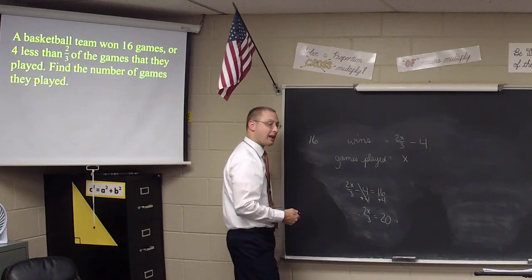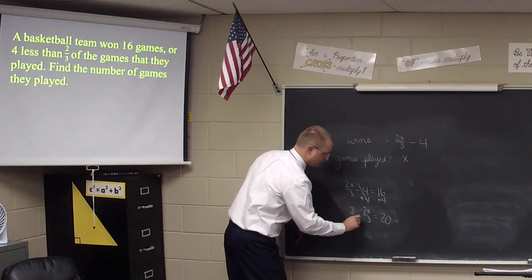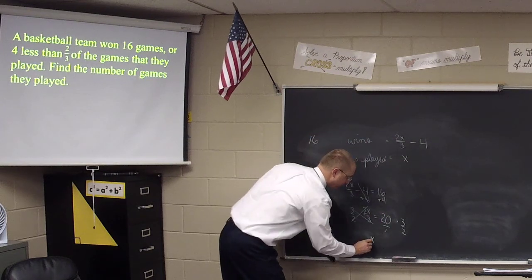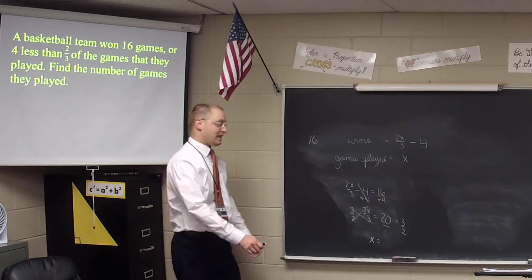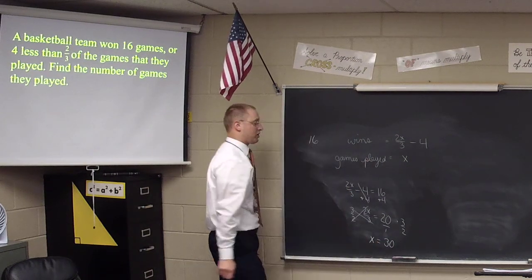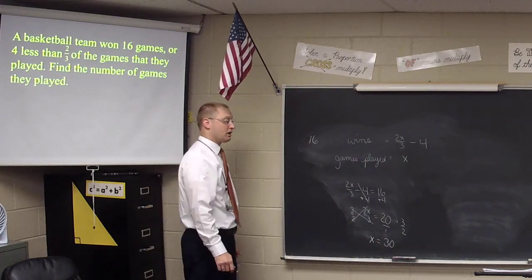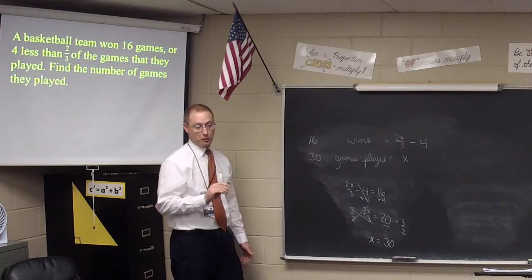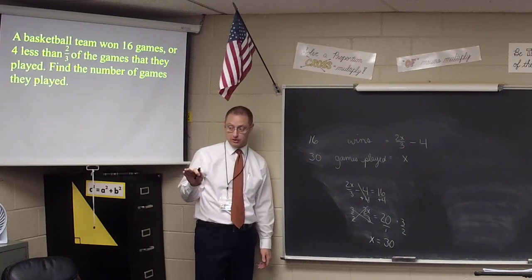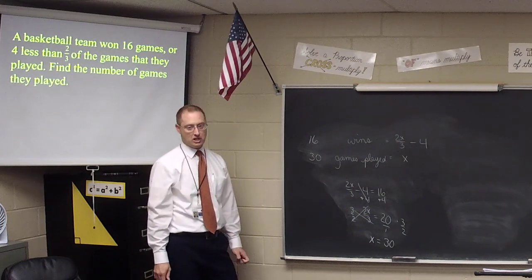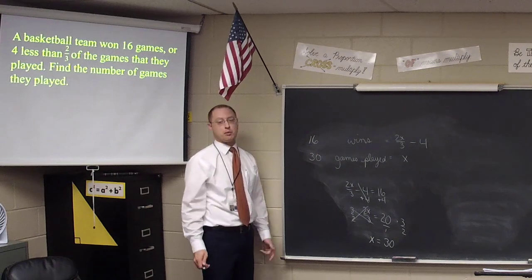The reciprocal being positive 3 halves, 3/2, right? And if I put the 20 over 1, it'll make my life a little easier to see. We can cancel to get 30, which means that there were 30 games played. Now, we could deduce the losses if we feel we must focus on the negative. 14 losses. They didn't do great. 16 wins, 14 losses. And at least they won more than they lost.